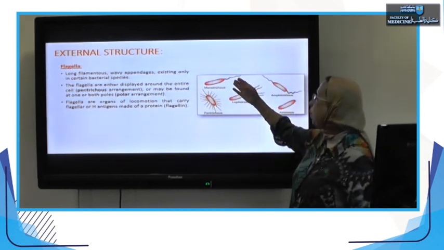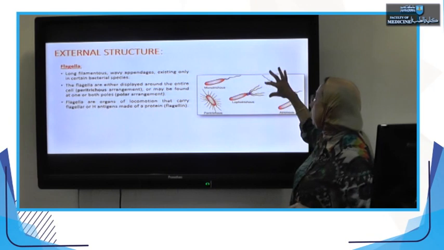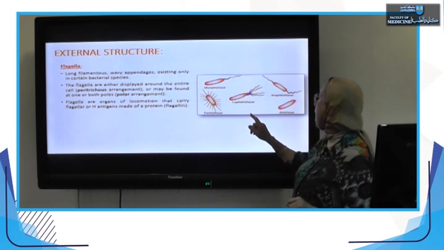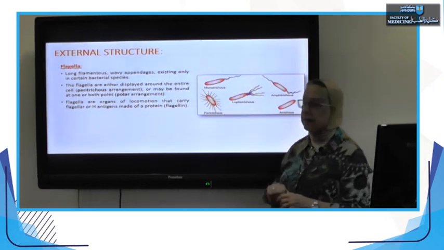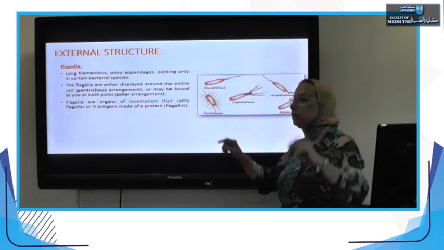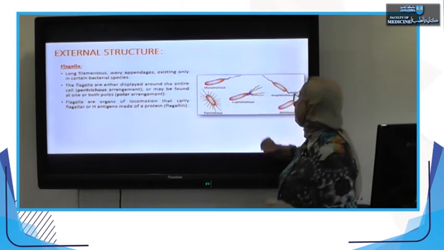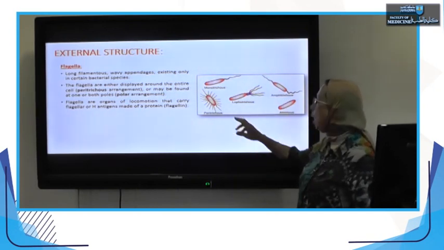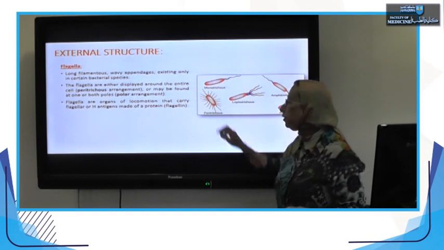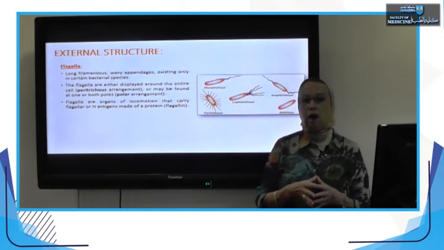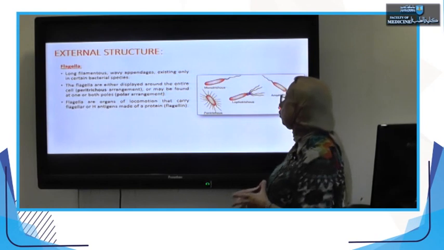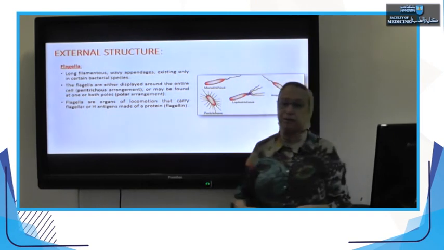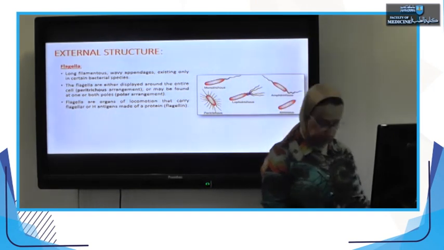And they have different distributions. They can be either at one pole, single, or flagellae at one or two poles. And they can be all around the bacterial cell. Monotrichous, mono means one, trichous means hairy projections. Lophotrichous, a bunch of flagellae at one pole, or peritrichous, flagellae all around the bacterial cell. And remember, they are the organs for bacterial motility, for bacterial locomotion. And they represent the H antigen in motile bacteria.